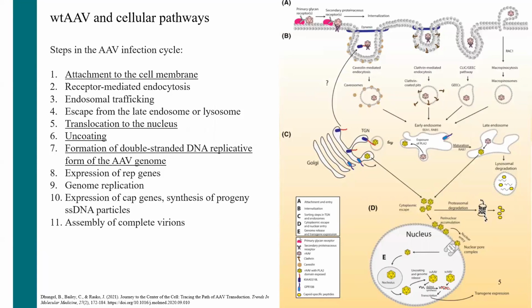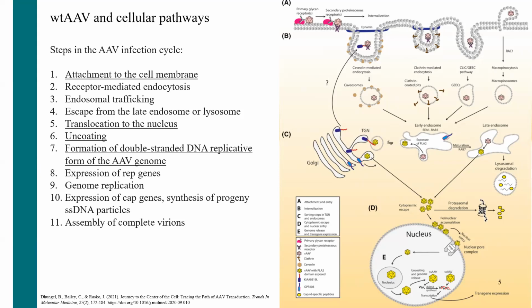Super quickly looking at the cellular pathways of AAV, how it gets in the cell and how it gets replicated. Firstly, it attaches to the membrane, gets in the cell, translocates to the nucleus, uncoats, expresses its genes, replicates itself, and assembles the complete virions.